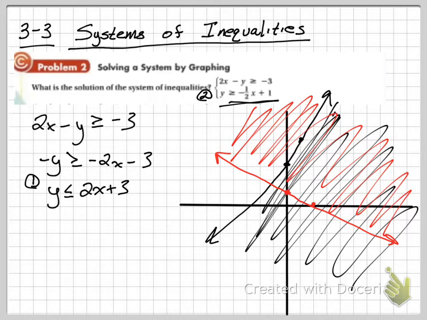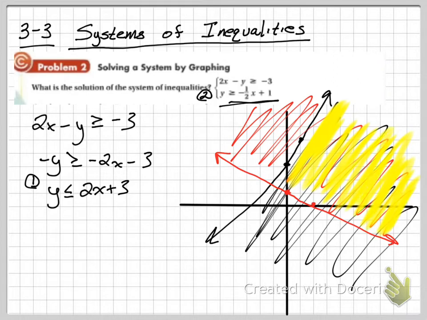So, my solution set to this system is where the graphs overlap. So, between the two graphs, see the black and the red intermingle there? I'm going to use yellow, and that's actually what the solution to my system is. Everything in those areas.